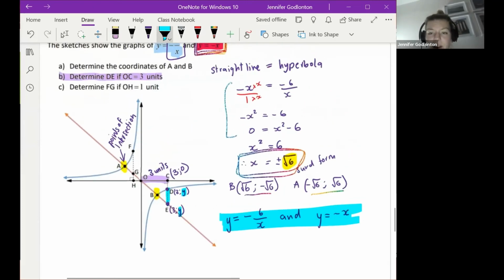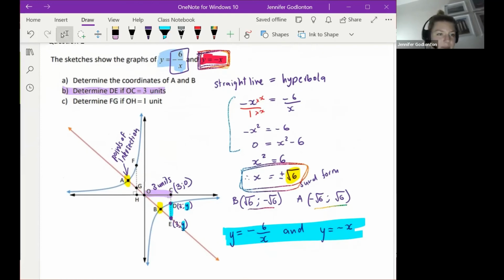Yeah, sure, I can absolutely go up. Okay, so we're looking for our coordinates of D and our coordinates of E. So E should be nice and easy to get, and D shouldn't be too tricky.